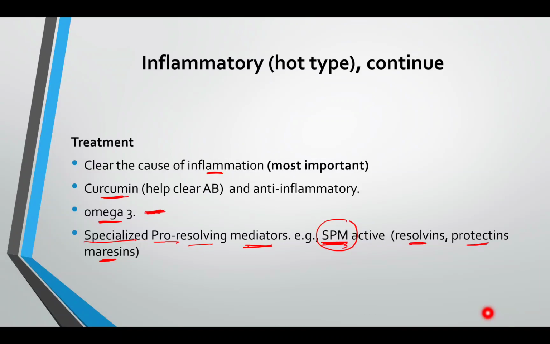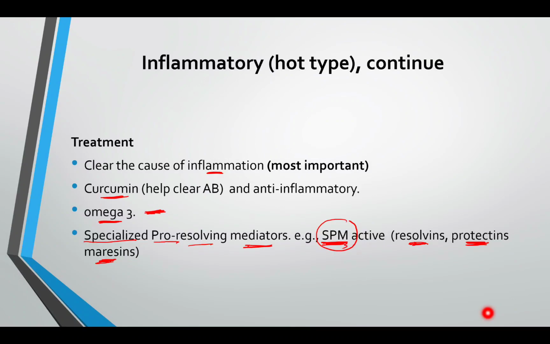Like this omega-3 has submolecules, the ones which have been discovered to have very potent anti-inflammatory effect. These 3 or probably 4 molecules. There is another one I did not mention here.